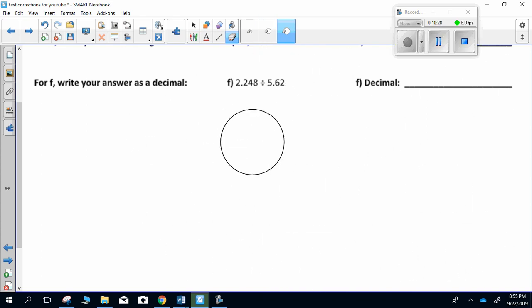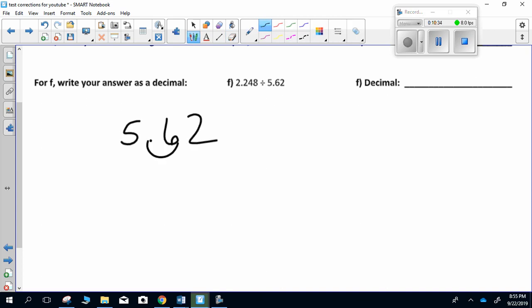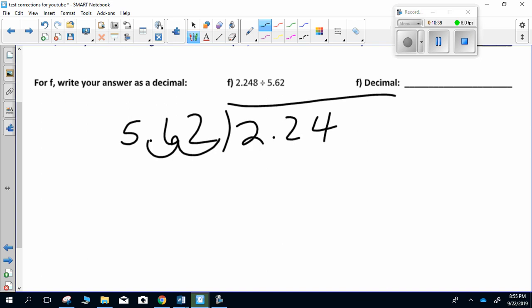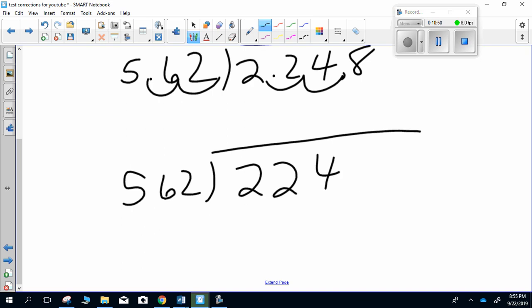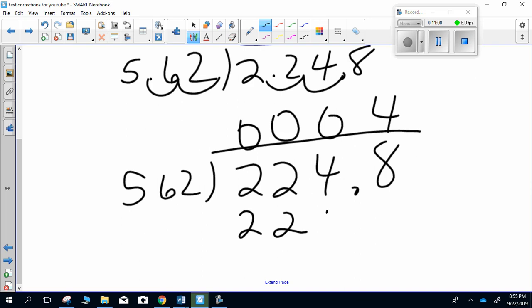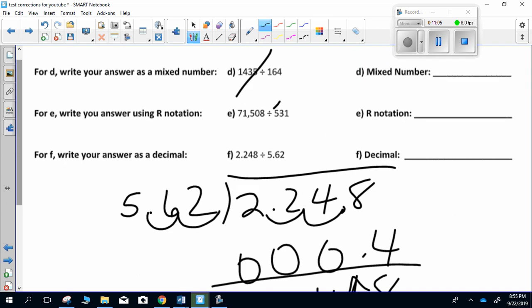And the final one. Now, remember, when you're dividing decimals, you need to make sure that your divisor is a whole number. And if you move it 2 places in your divisor, you need to also move it 2 places in your dividend. So the problem is actually 562 divided into 2,204.8. And then I'm going to do my division. So 0, 0, 0, 4. Decimal point comes straight up. So your answer is 4/10.